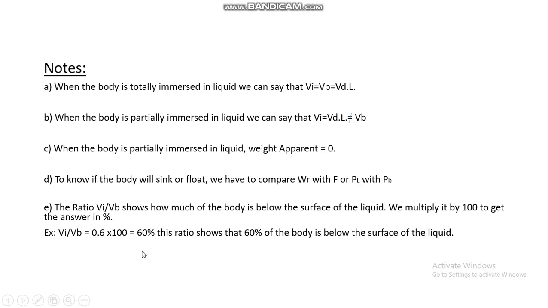E. The ratio VI over VB shows how much of the body is below the surface of the liquid. We multiply it by 100 to get the answer in percentage. For example, if the ratio VI over VB equals 0.6, we multiply it by 100 and we get 60%. This ratio shows that 60% of the body is below the surface of the liquid.